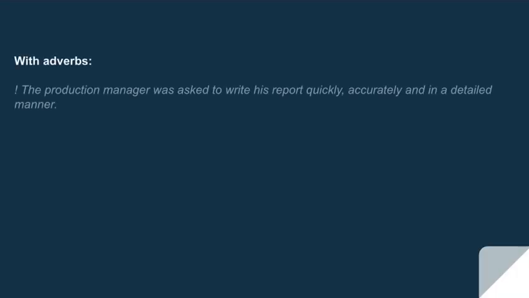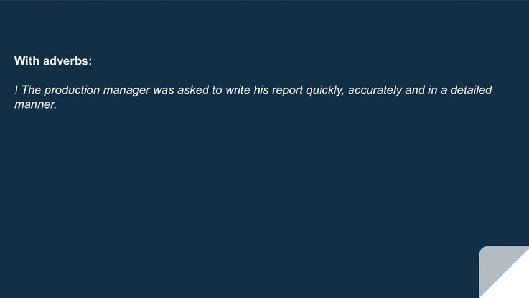With adverbs, for example: the production manager was asked to write his report quickly, accurately, and in a detailed manner. You can take a second to see what's wrong with this sentence. One way to realize a mistake or an awkwardness in a sentence is by saying it out loud, at least loud enough for yourself to hear, and you can see what's making a difference in the sentence.